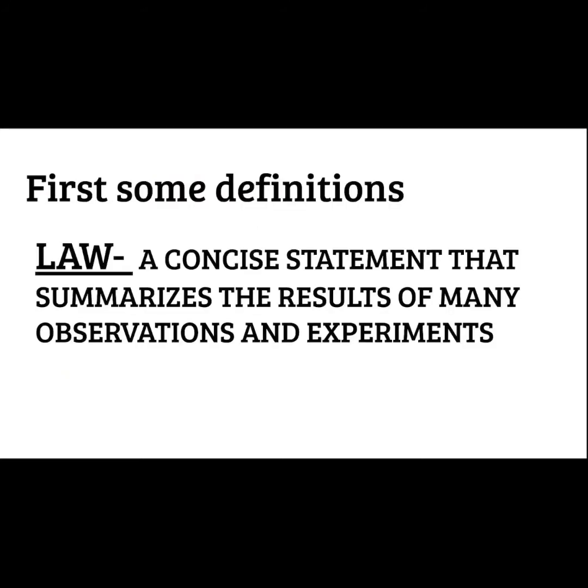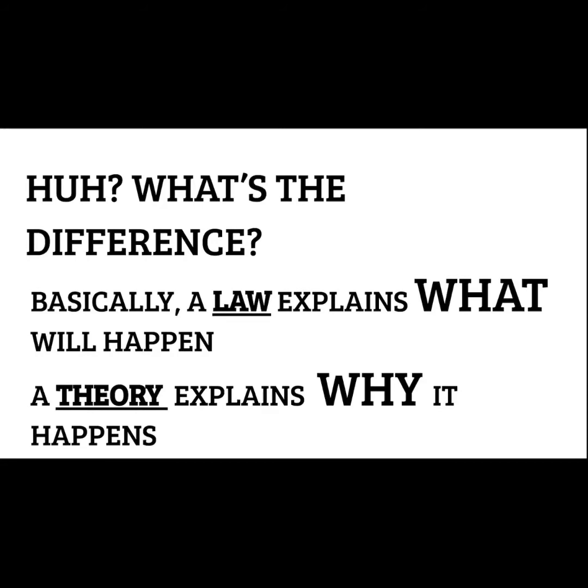Some other definitions. Law is a concise statement that summarizes the results of many observations and experiments. So the difference is a law explains what is going to happen or what will happen, and a theory explains exactly why it happens.